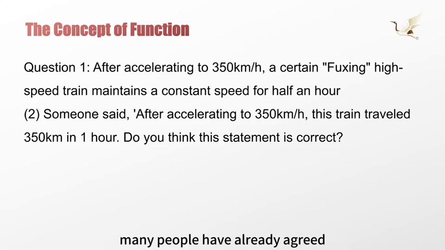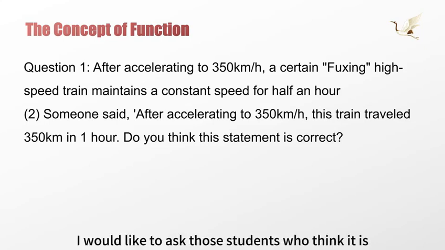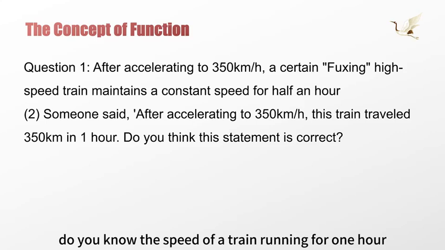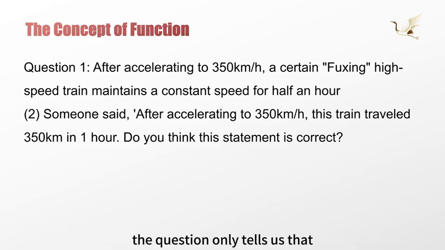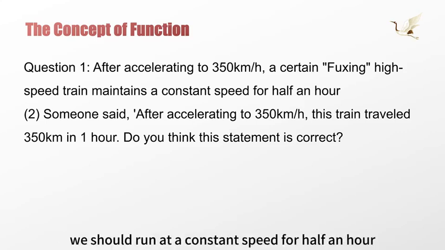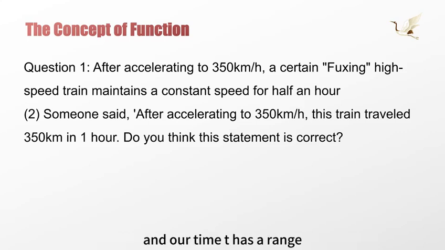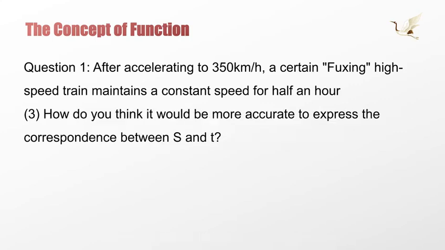Many people have already agreed. In particular, I would like to ask those students who think it is correct, do you know the speed of a train running for 1 hour? The question only tells us that we should run at a constant speed for half an hour, and our time t has a range. If explained according to inequality, t should be greater than or equal to 0 and less than or equal to 0.5. We are now accustomed to expressing how to measure a range in the form of a set.